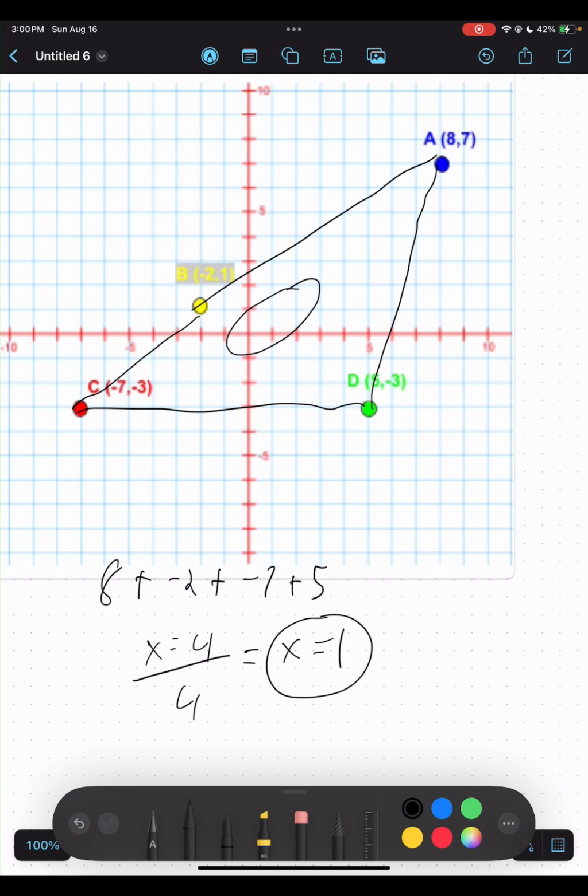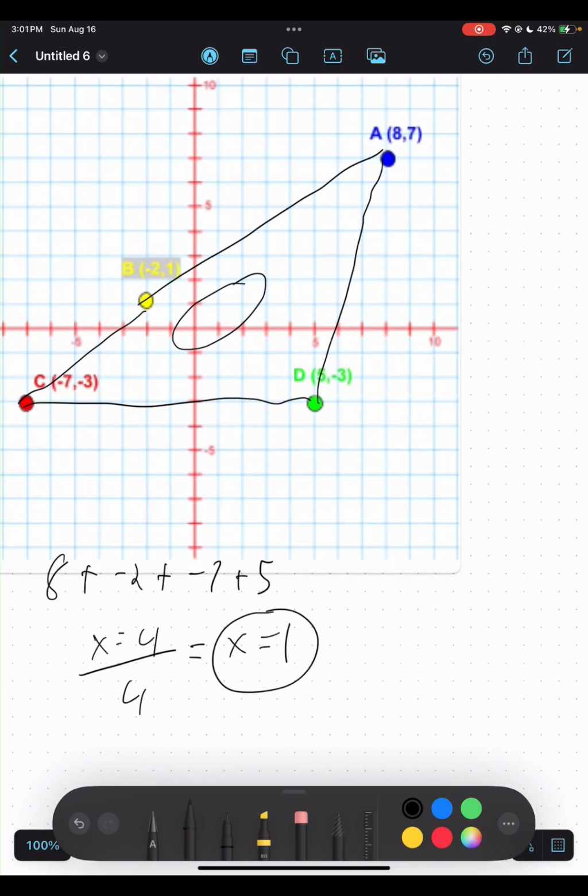Remember how you take an average? You add everything together and then divide by the number of entries. Here we added all of our x coordinates together. There are 4 points here, so I divide by 4. And then similarly for y, we're going to do the same thing.